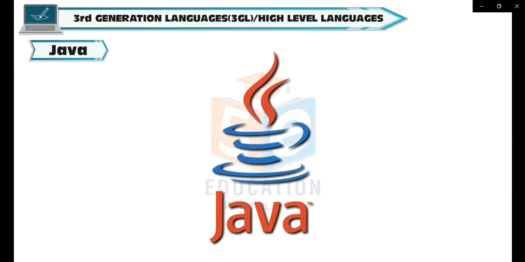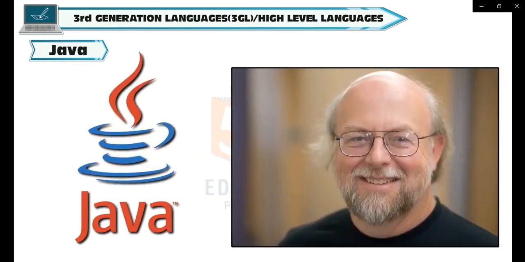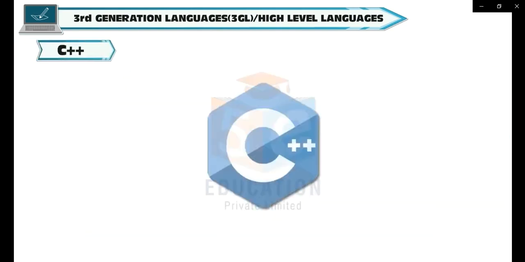Java. Java is an object-oriented programming language created by James Gosling in 1995. Java is widely used because of its platform independence. A Java program needs to be written once and it can run anywhere.